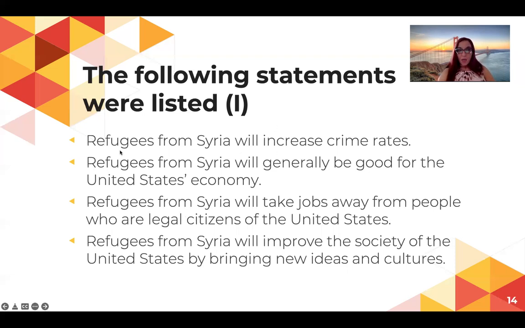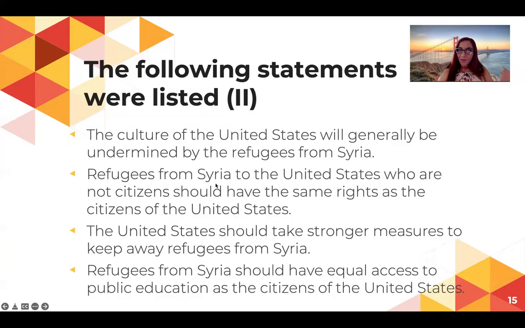And statements such as refugees from Syria will increase crime rates, and refugees from Syria will take jobs away from people who are legal citizens of the United States, are very negative. So if they clicked on strongly agree on these 2 statements, it means that their attitudes towards Syrian refugees are negative. But we need to look at all the items, and we need to look at the average and see whether those attitudes are really negative, neutral, or positive. So we need to look at all the items. These are other statements that were included in our measurement, and we assessed their attitudes towards Syrian refugees.